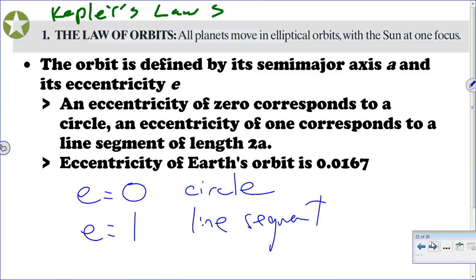So that's Kepler's first law. The orbits of planets are ellipses. Orbits of suns are ellipses. The object that's being orbited is at one of the two focal points, foci, whatever you want to call it.